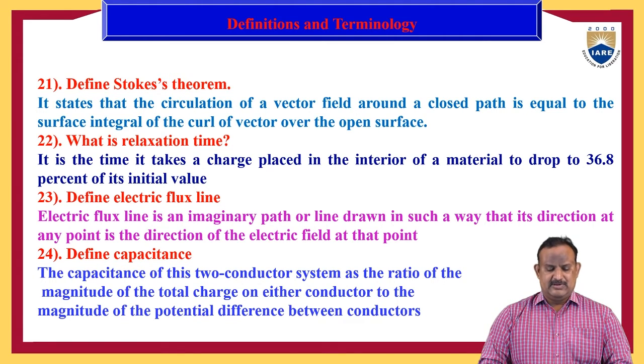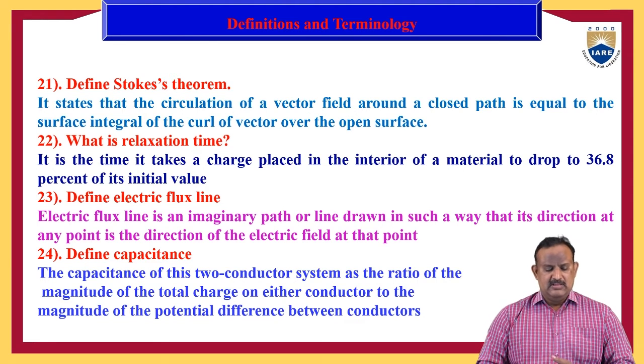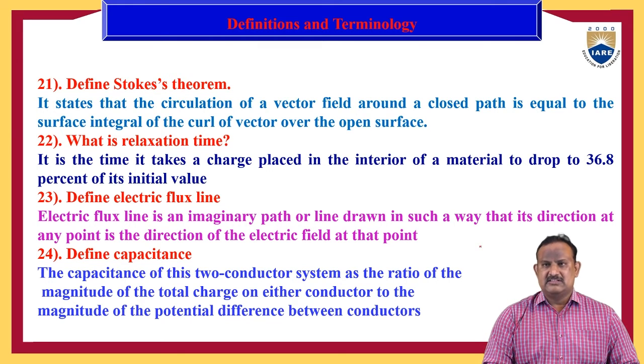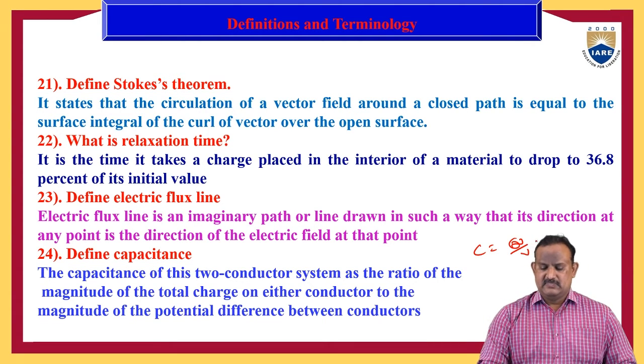The capacitance of a two conductor system is the ratio of the magnitude of the total charge on either conductor to the magnitude of the potential difference between the two conductors. Simply, you can define capacitance C as the ratio of charge to potential: C is equal to Q by V.